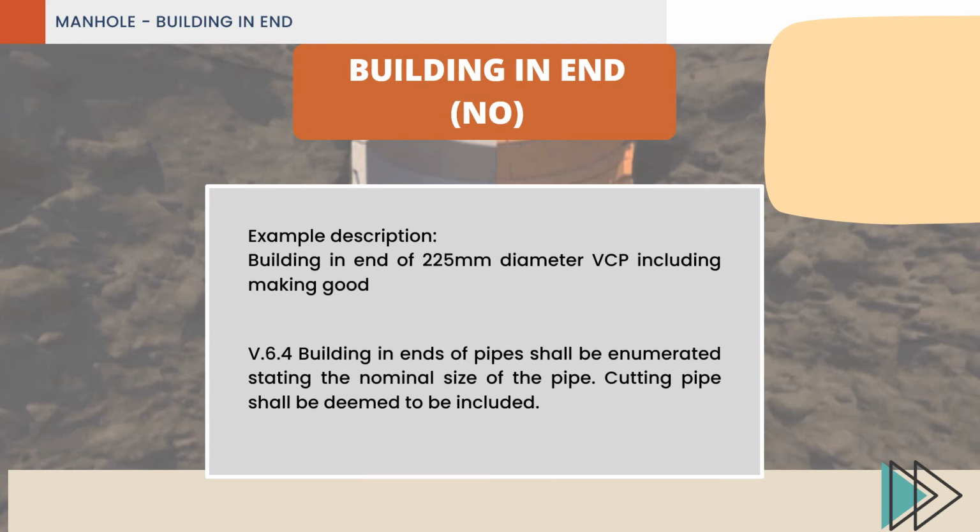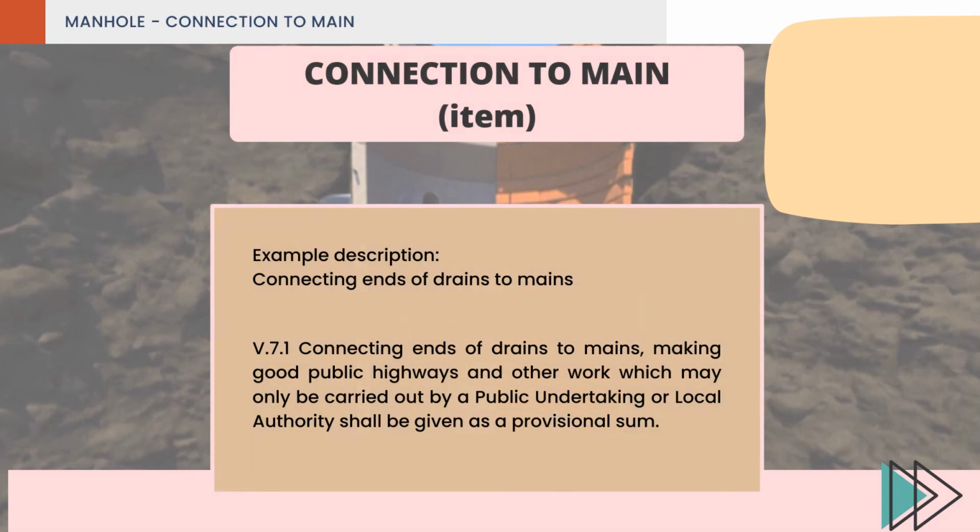Building in ends of 225 mm diameter VCP including making good. The clause related is V.6.4. Building in ends of pipes shall be enumerated stating the nominal size of the pipe. Cutting pipe shall be deemed to be included. Connecting ends of drains to mains. The clause related is V.7.1. Connecting ends of drains to mains, making good public highways and other work which may only be carried out by a public undertaking or local authority shall be given as a provisional sum.